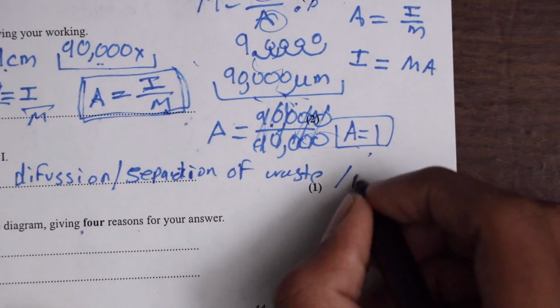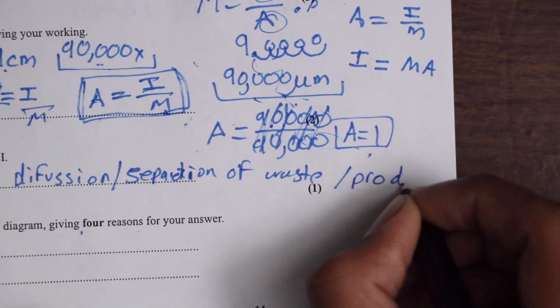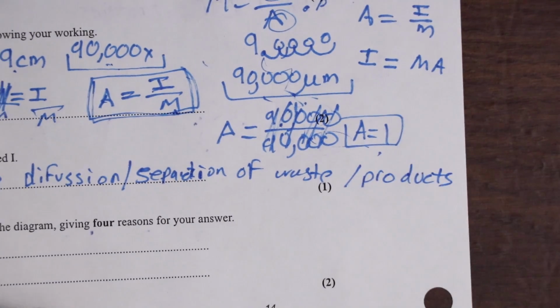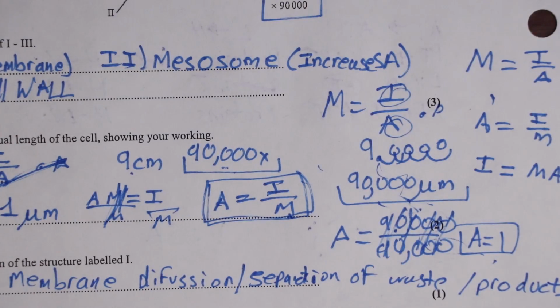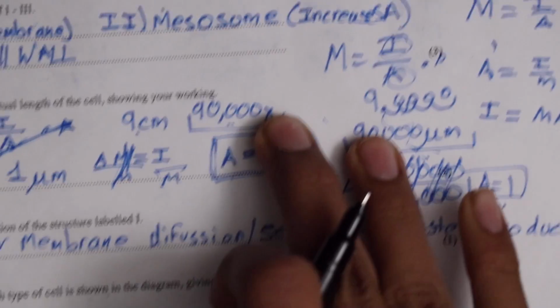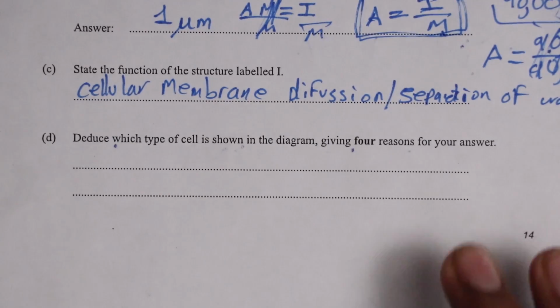Of waste and products that the cell needs to use. Now there's another definition, just basically whatever a cell membrane uses. This is one of the examples.